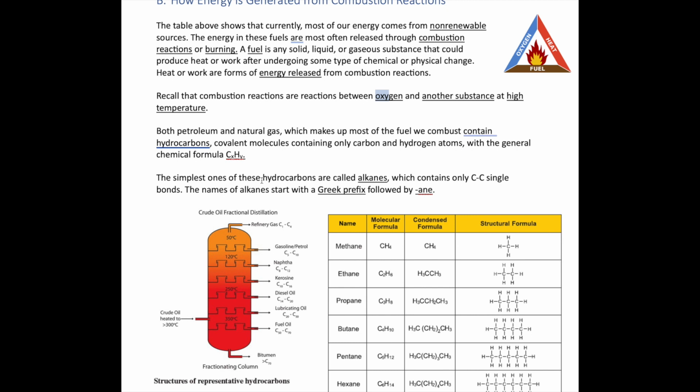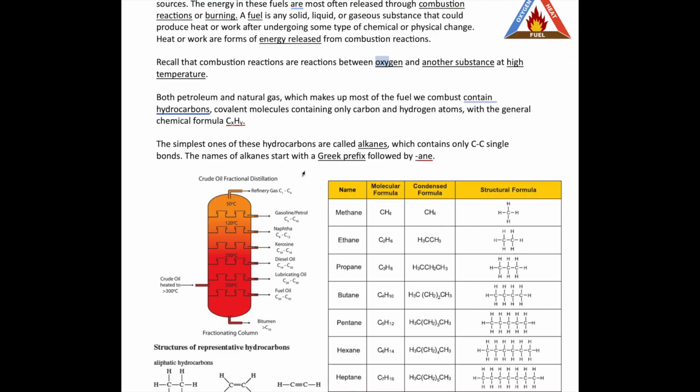So the simplest ones of these hydrocarbons are called alkanes. They only contain carbon-carbon single bonds. So the number of carbons here doesn't have to be 1. It could be 10, it could be 20, it could be 5. So the way you name alkanes is you start with a Greek prefix that you follow by the ending -ane.